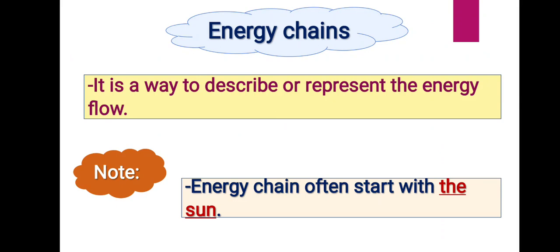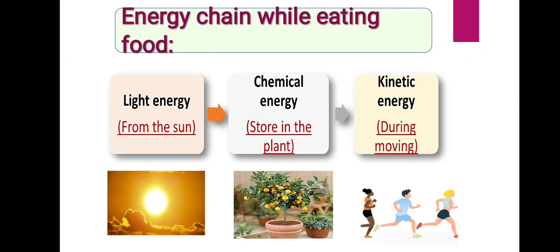Okay, so let's start to talk about the energy chain when you eat food. And we must know that the energy chain always starts with the sun, because the sun is the main source of energy on planet Earth. So any energy chain starts with the sun.